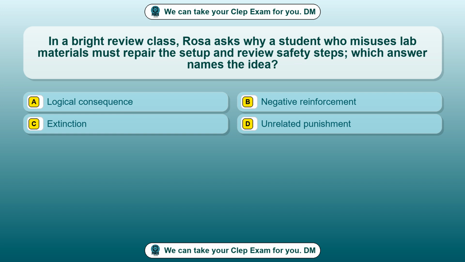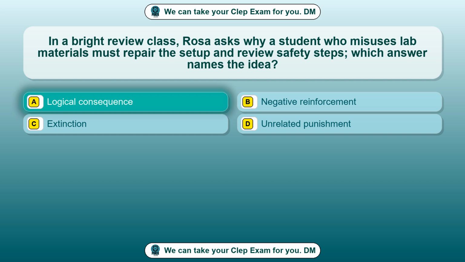Question 73. In a Bright review class, Rosa asks why a student who misuses lab materials must repair the setup and review safety steps. Which answer names the idea? Option A, logical consequence. Option B, negative reinforcement. Option C, extinction. Option D, unrelated punishment. The correct answer is option A.